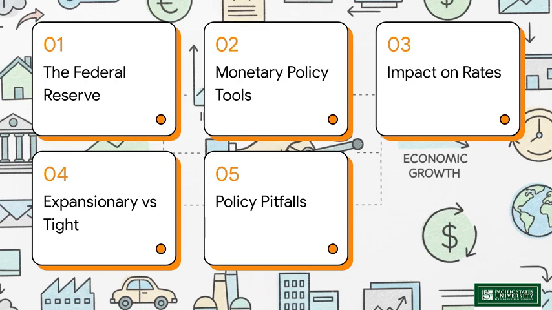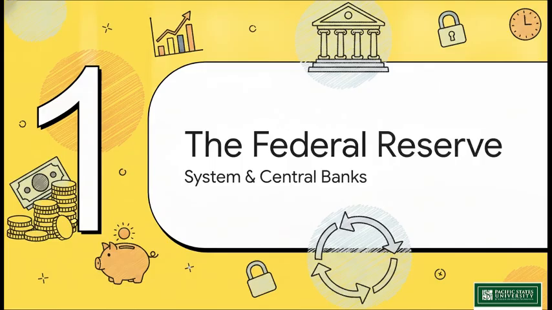1. The Federal Reserve System. 2. Tools of monetary policy. 3. Impact on interest rates. 4. Expansionary versus contractionary policy. And finally, 5. Pitfalls of monetary policy. All right, let's jump right into Section 1, the Federal Reserve System.